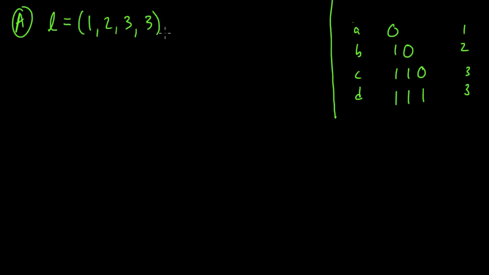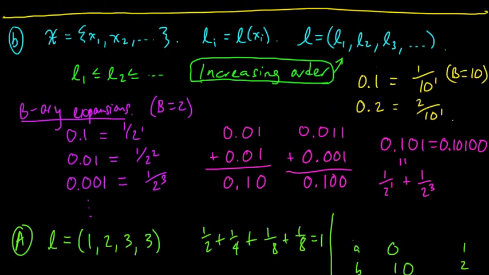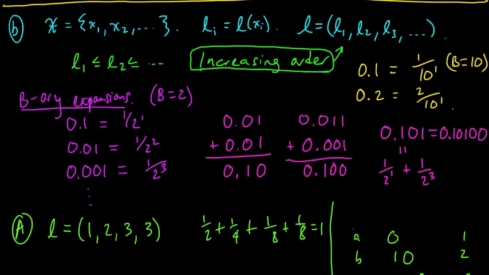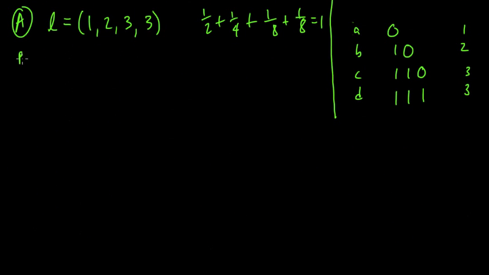And here's the procedure that we're going to use to construct a prefix code with these lengths. First of all, we know already from before, when we added 1 over 2 to those lengths up, that this was equal to 1. So according to Kraft, we ought to be able to construct such a binary prefix code. So here B is 2. That's why I'm using 2s.